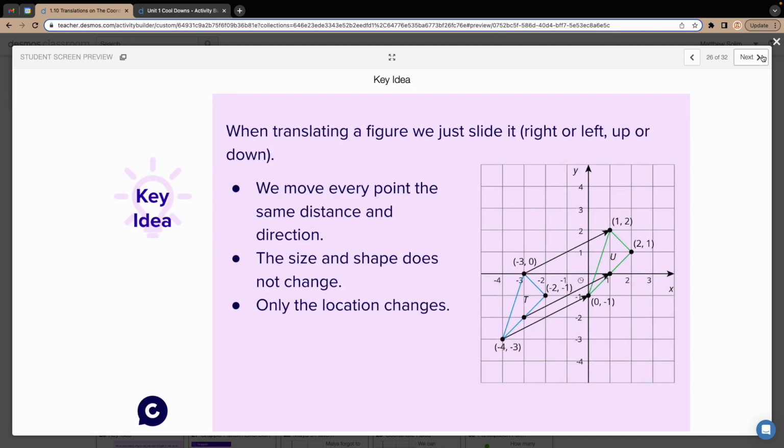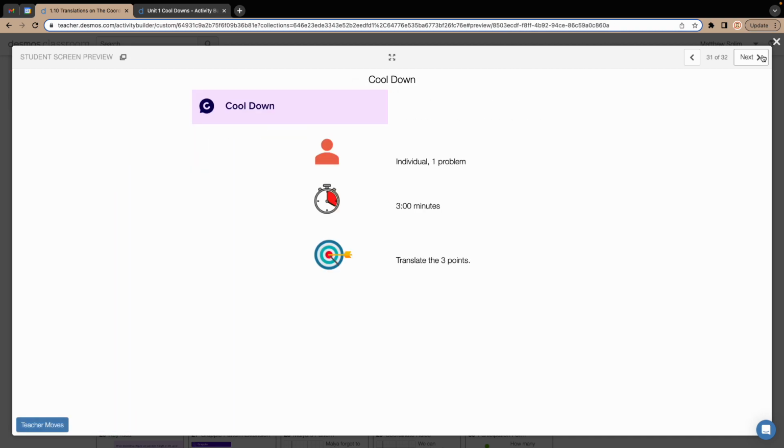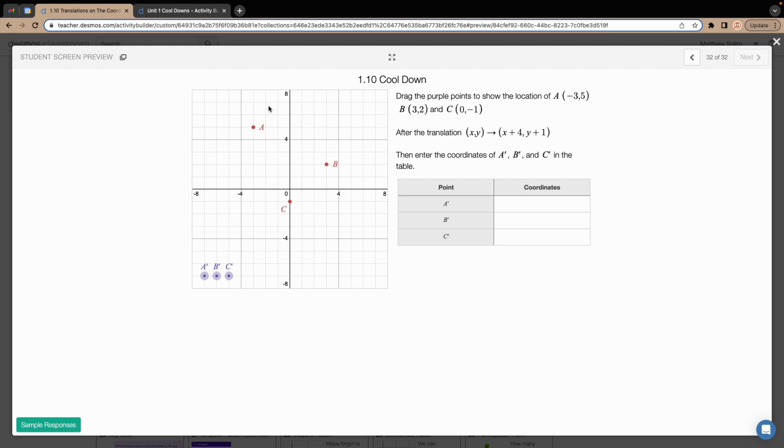So for the cooldown, where would point A go? Where would point B go? Where would point C go? If our transformation was take the (x, y) to (x plus 4, y plus 1). So you can drag these points, right? So which way should I move 4? Which way should I move 1 for A? Put it where you think it goes, and then B and C, and then you just write them in there.